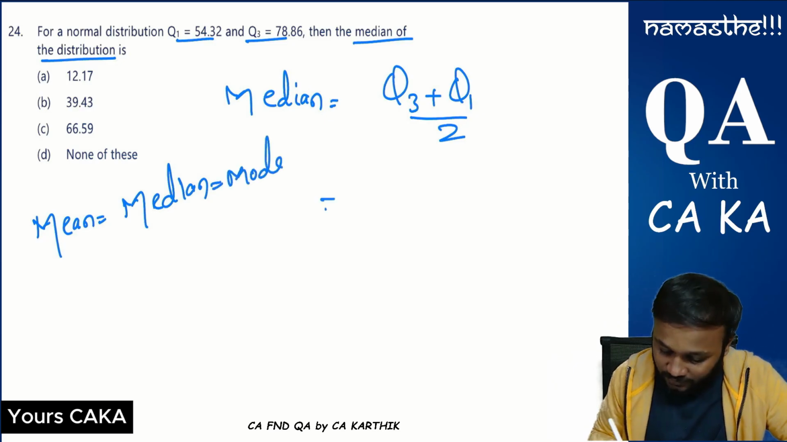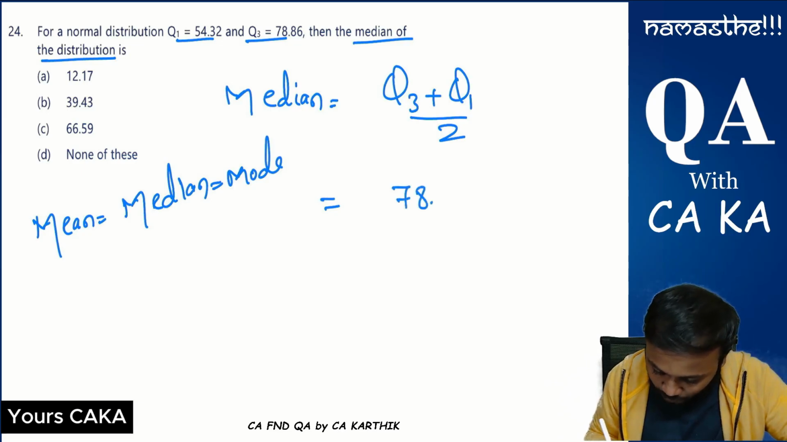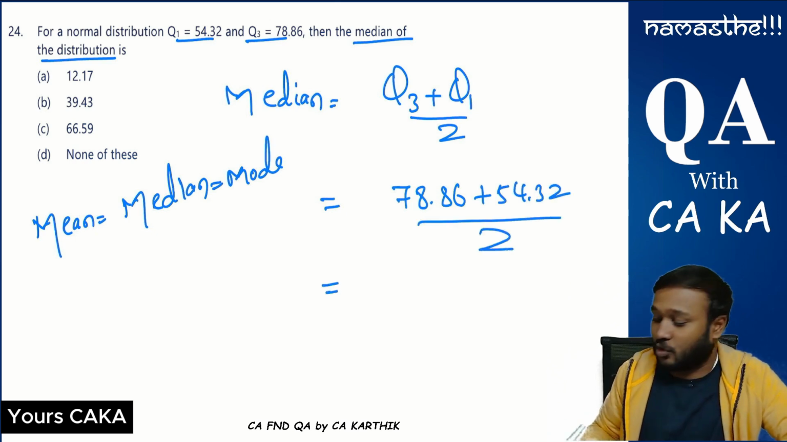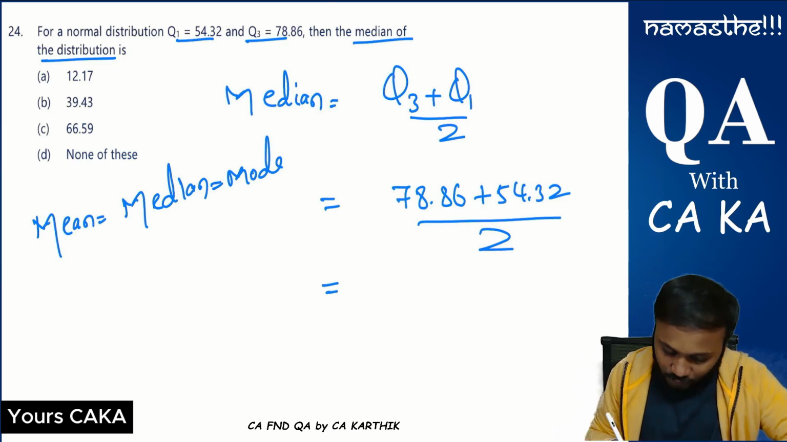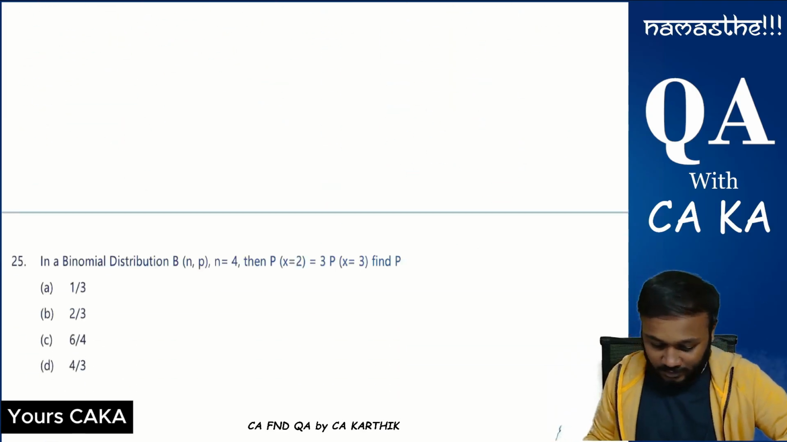Always remember this whenever these values are given. So, Q3 plus Q1 by 2. What is the Q3 value? 78.86 plus 54.32 by 2. Don't waste time in the examination by writing this on paper, just calculate in the calculator straight away. 78.86 plus 54.32 divided by 2 gives 66.59, which is your option C.